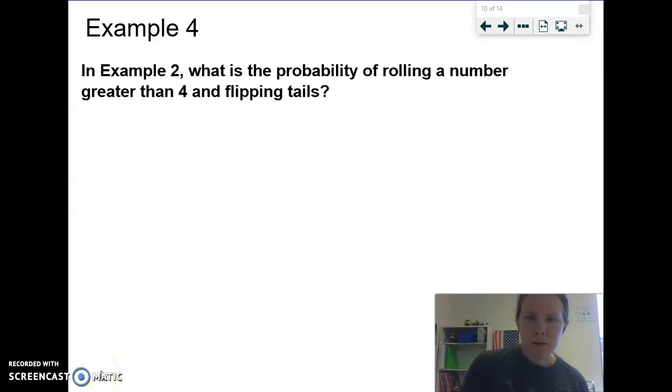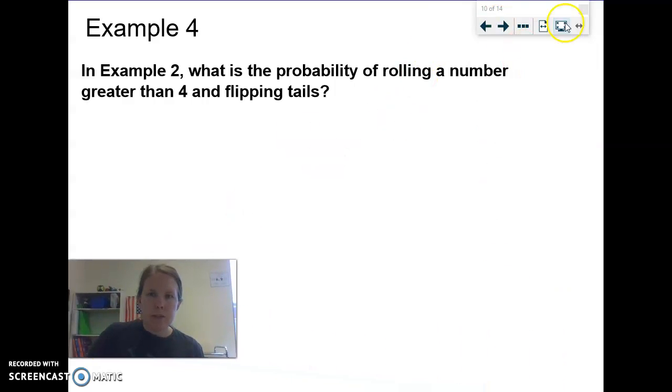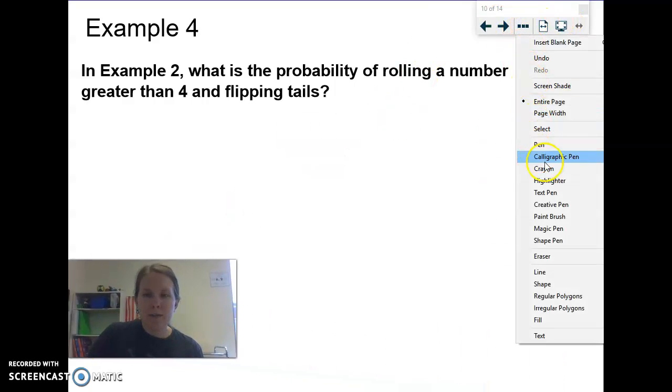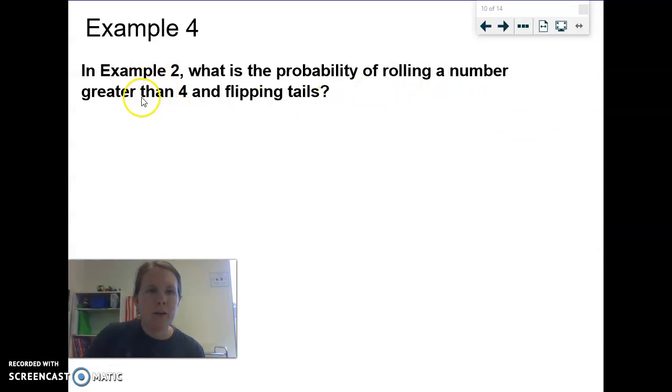Welcome back, 7th graders. We are on part 2 of lesson 15.4. We are moving into example 4, which also then uses example 2 here, okay? So what we need to do is, it says in example 2, what is the probability of rolling a number greater than 4 and flipping tails, okay?